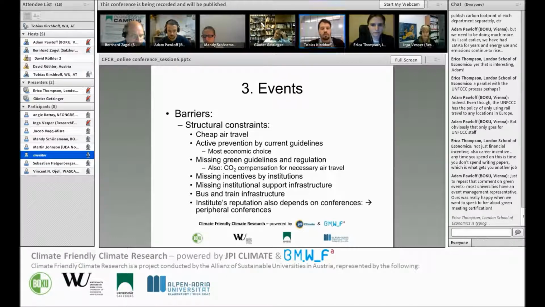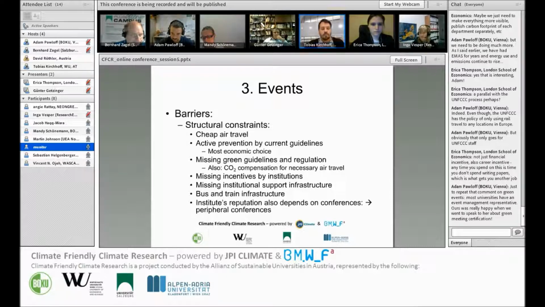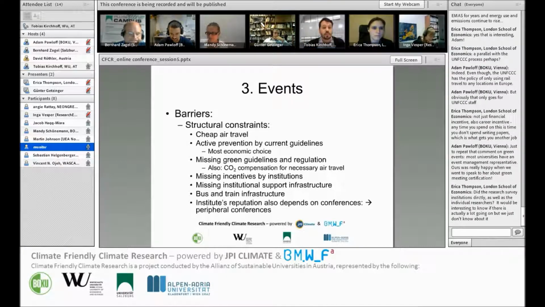Then there's a twofold guideline issue here. The first is that there's an active prevention by the current guidelines. What I found out is that most of the guidelines, and I think that coincides with the experience you have, demand the most economic choice, which then often rules out train travel. The other dimension is that there are just no green guidelines or regulations that take environmental criteria into account when it comes to traveling. That also includes CO2 compensation programs for air travel, which would have to be done necessarily.